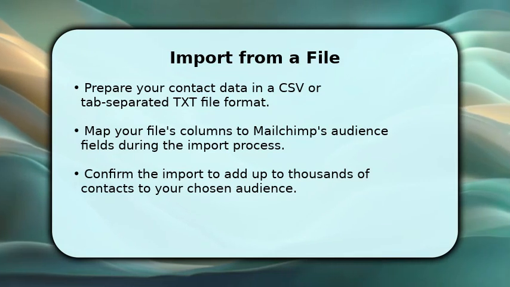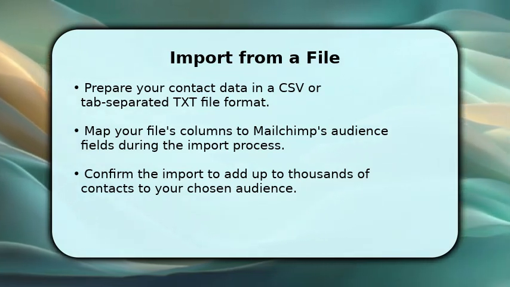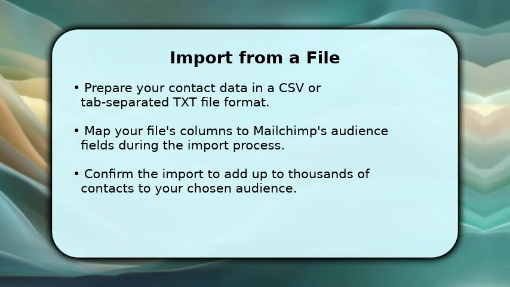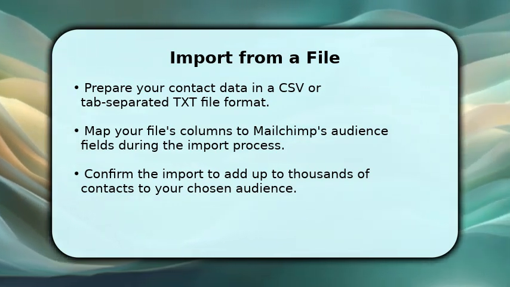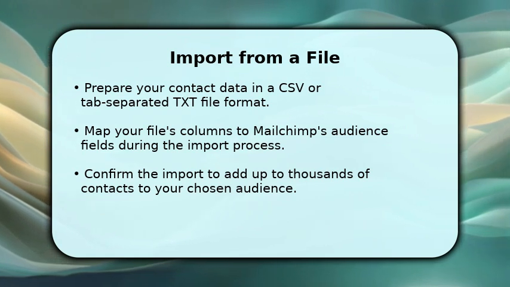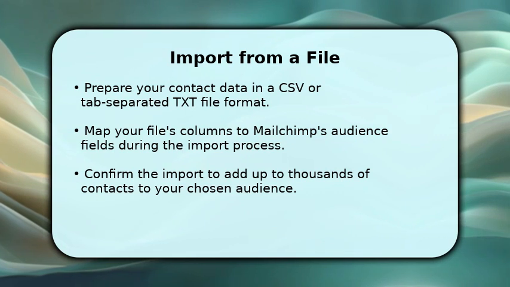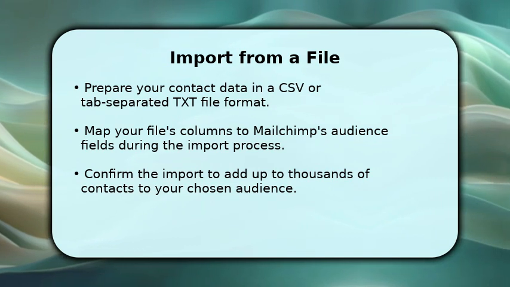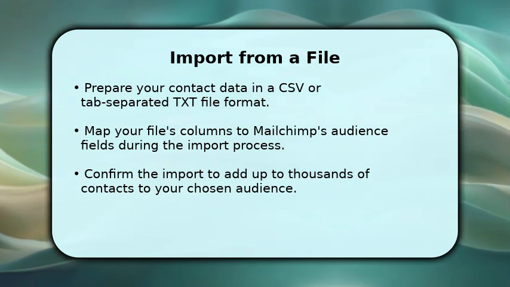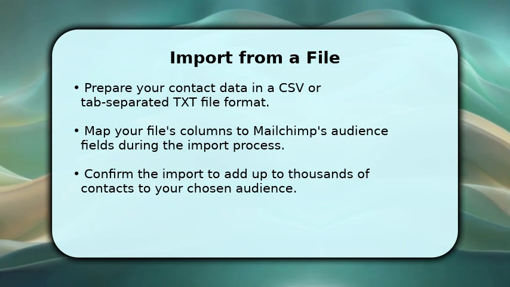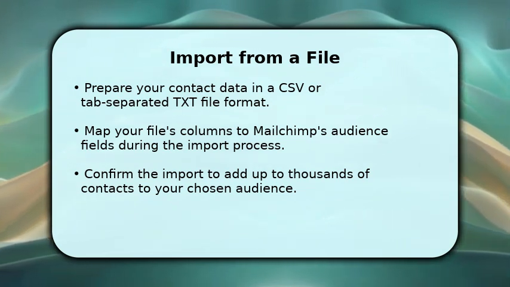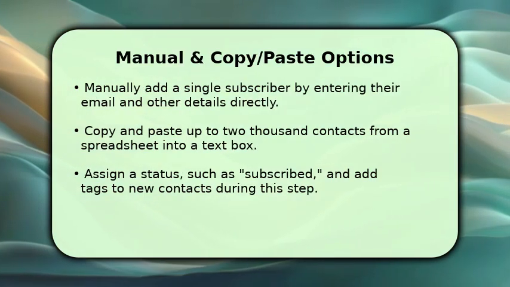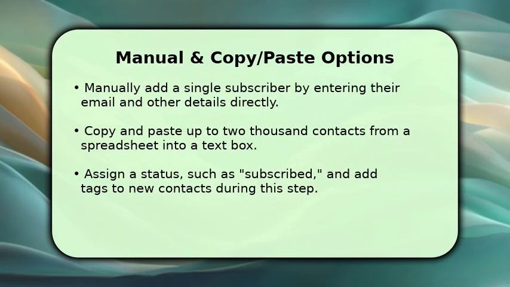One efficient way to add many contacts is by importing a file. First, prepare your contact data in a spreadsheet program, saving it as a CSV or tab-separated TXT file. Ensure your file has clear column headers like email address and first name. When uploading, Mailchimp will guide you to match your file's columns to its audience fields. After confirming, you can add hundreds or even thousands of contacts to your audience in one go, making bulk additions simple.